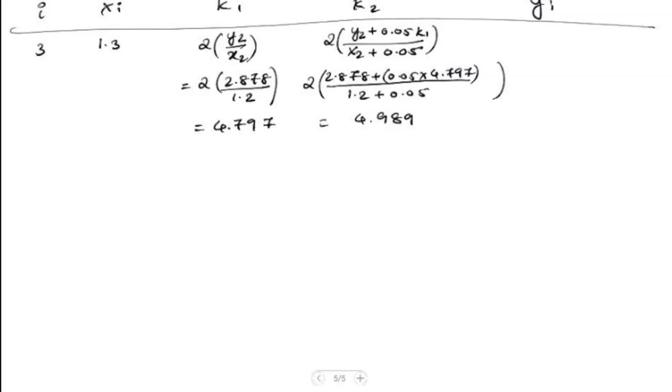So for y3 now, we have y2 plus K2 times h. y2 is 2.878 plus K2 is 4.989 times 0.1, and that gives us the answer as 3.377 up to 3 decimal places.